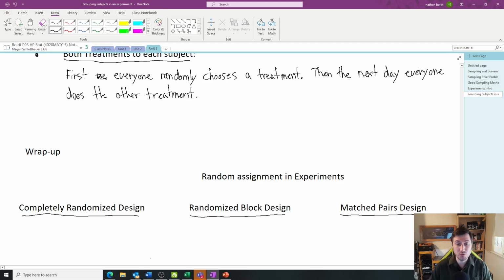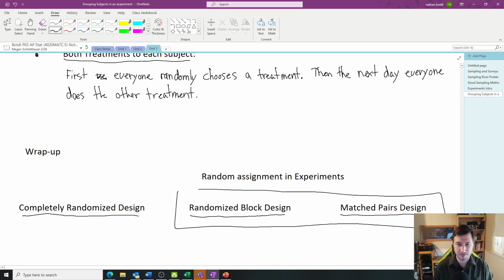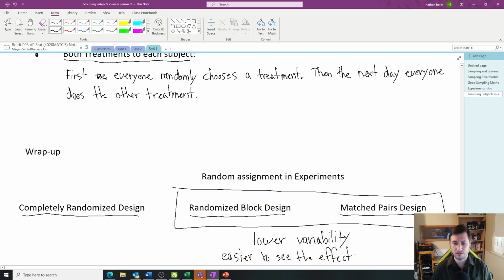compare their results to themselves. It gives you much clearer data because everybody is given both treatments. Not always possible, but it is better results for you. These two, lower variability. All right, lower variability. It is easier to see the effect of the treatment.